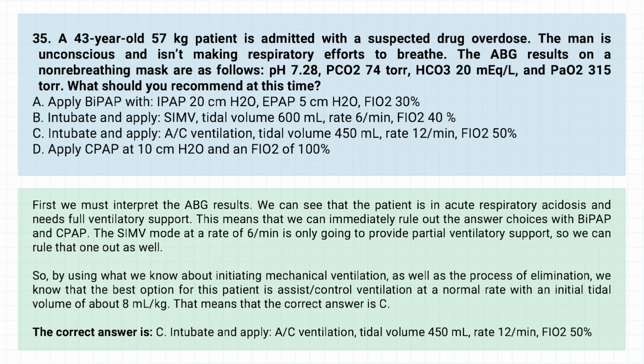So by using what we know about initiating mechanical ventilation, as well as the process of elimination, we know that the best option for this patient is assist control ventilation at a normal rate with an initial tidal volume of about 8 milliliters per kilogram of ideal body weight. So we know that the correct answer has to be C. Intubate and apply assist control ventilation with a tidal volume of 450 milliliters, a rate of 12 breaths per minute, and an FiO2 of 50%. So there you have it.